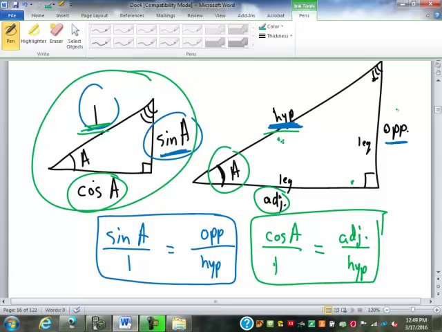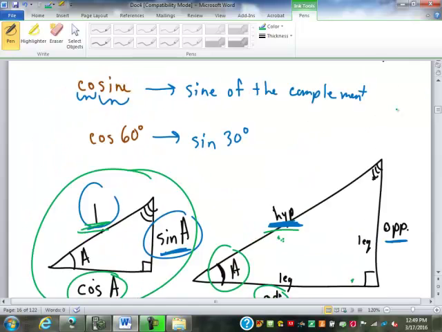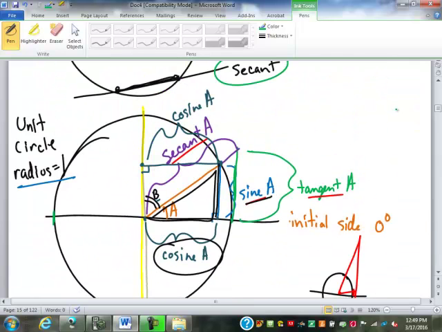Now, what about tangent? Where does tangent come in? Tangent and secant. Well, we have this bigger triangle here yet. This one out here, right? Let's draw that one out.